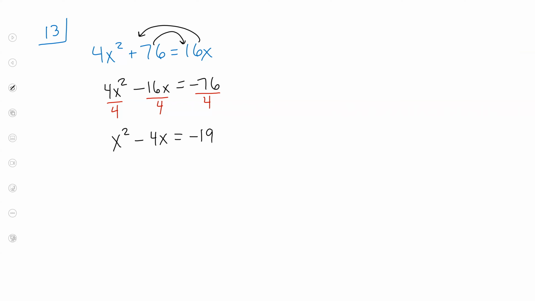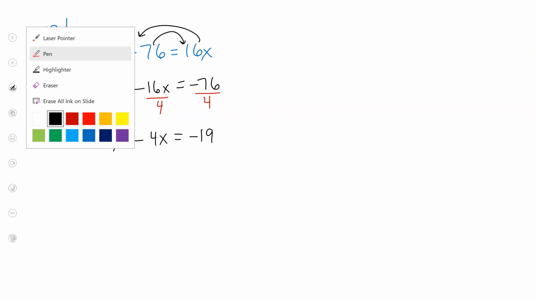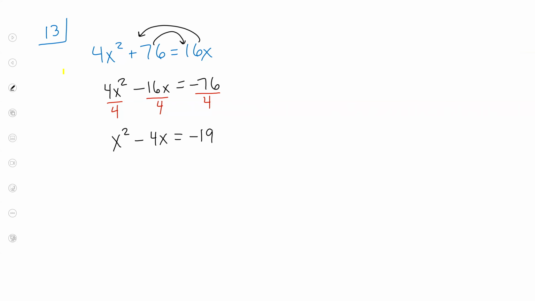Okay, now our next step. We're going to take half of the b value and square it. So guys, what's half of negative 4? Half of negative 4 is negative 2, and then square it. What will that be? 4. Okay, so I'm going to add 4 to both sides. I'll have x squared minus 4x. And what we're going to do is we're going to add 4 to both sides.